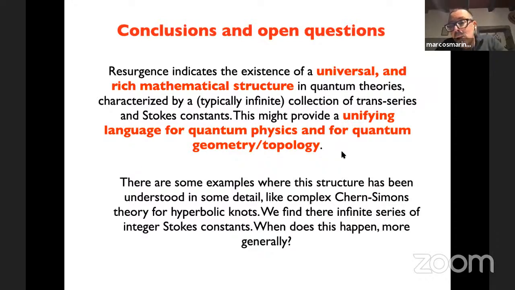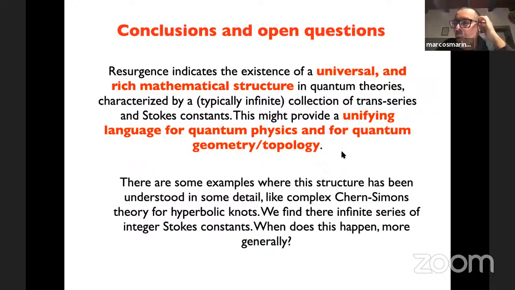And there are some examples. It's very hard to actually make this structure clear, but when you actually solve examples, you find many interesting surprises. In the case of complex Chern-Simons theory for hyperbolic knots, for example, we found that these Stokes constants naturally give you an infinite number of integers, which are integer invariants of a hyperbolic knot. And I think it's a very interesting question to know when this happens more generally.